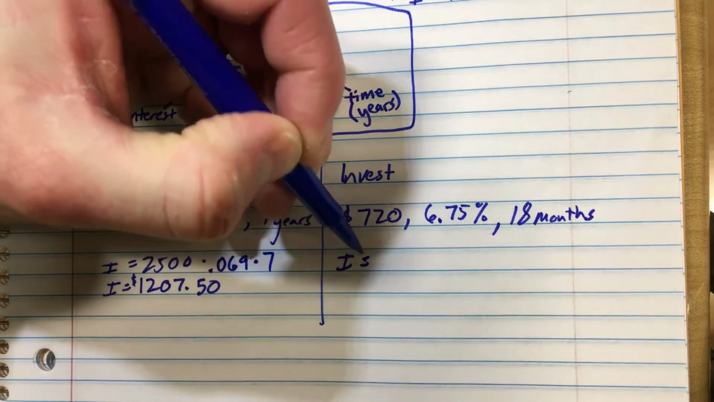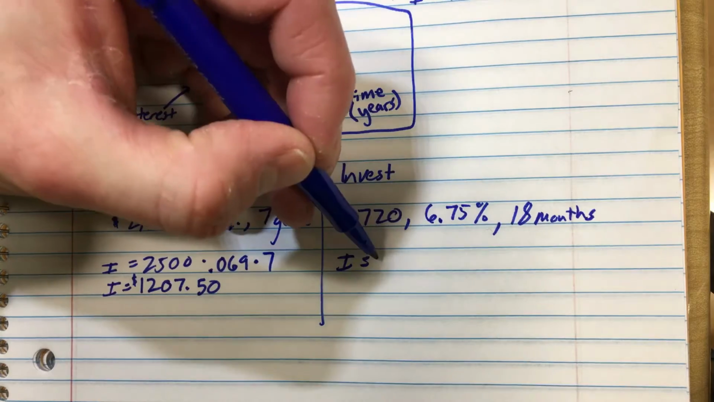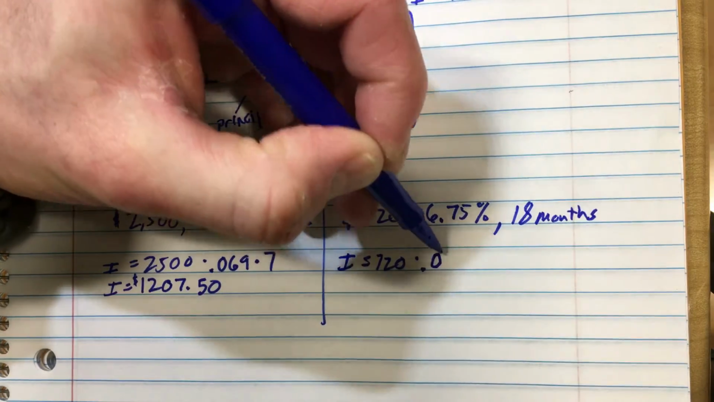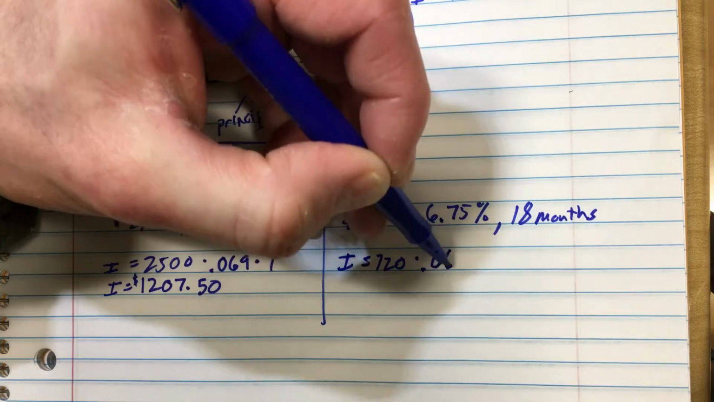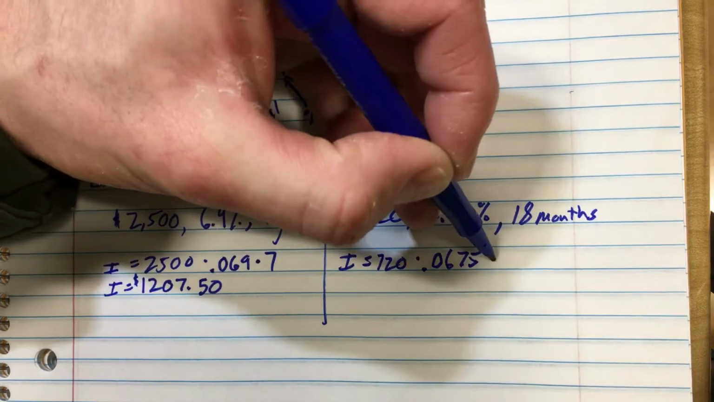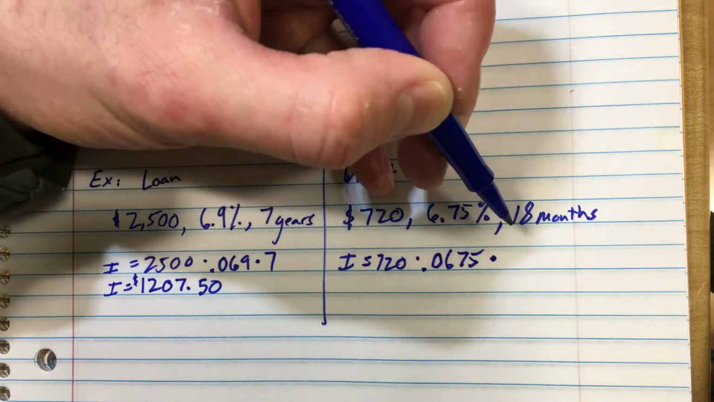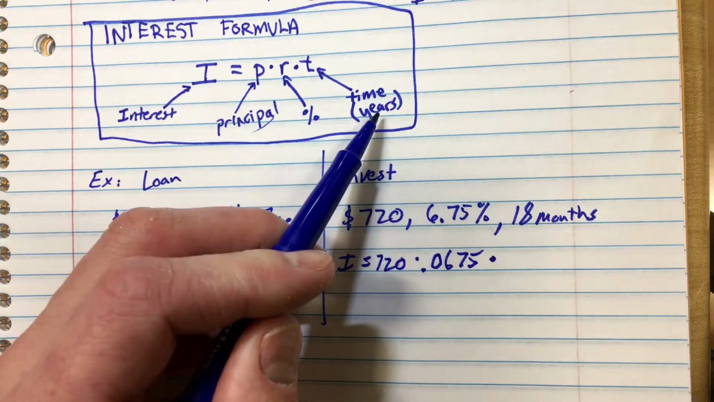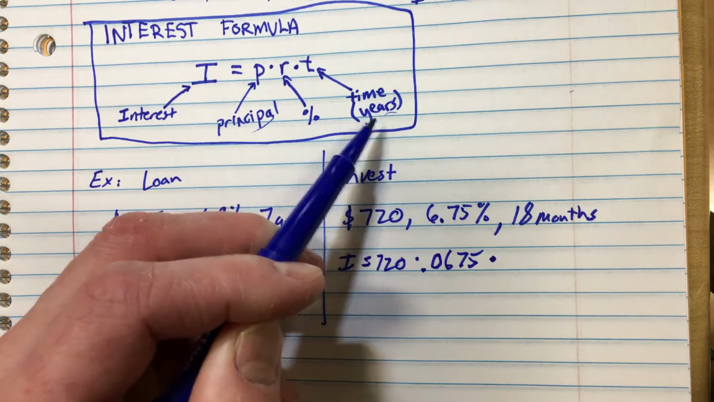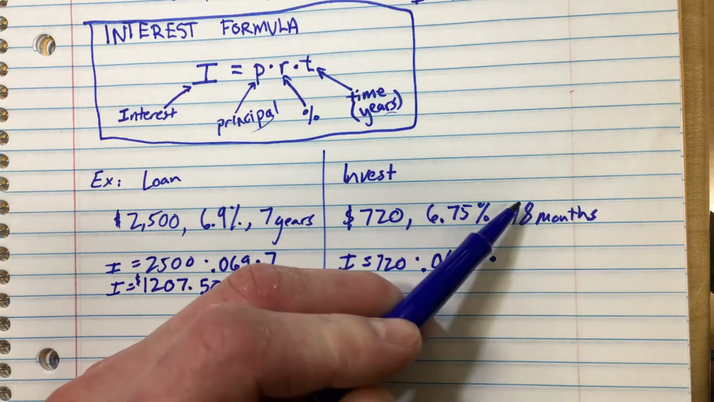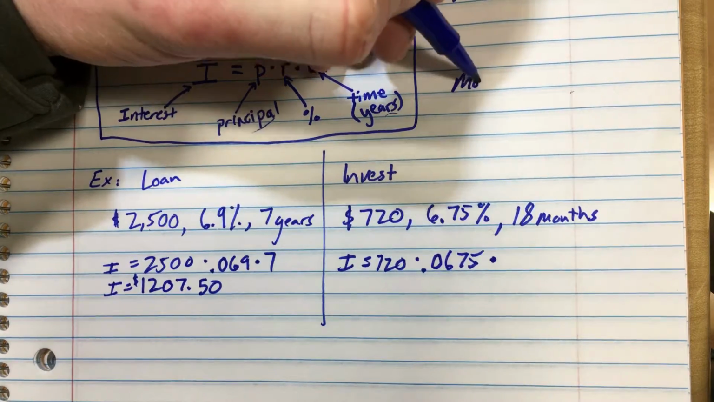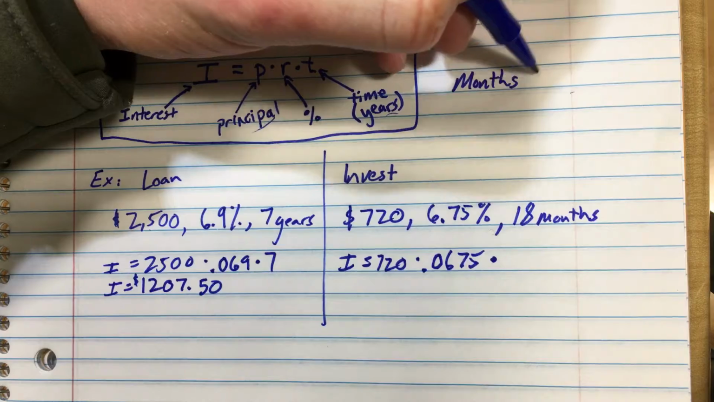Interest equals principal, 720, times rate as a decimal, move a decimal 2 times, 0.0675, times time. But oh man, I can't put 18 down. Because if you look back here, my time is in years. So I have to convert 18 months to years. So how do you convert months to years? You divide by 12.